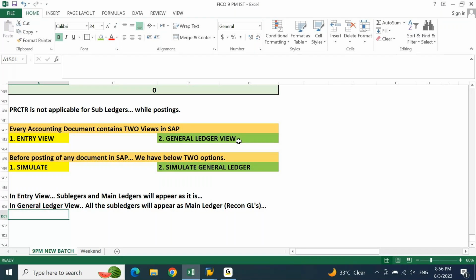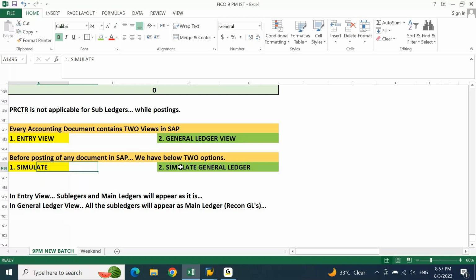Now in your customer master, you will assign a reconciliation main ledger account called accounts receivable. Similarly, in the vendor account, you will assign a reconciliation main ledger called accounts payable. Those accounts will come into the picture when you talk about general ledger view or simulate general ledger.